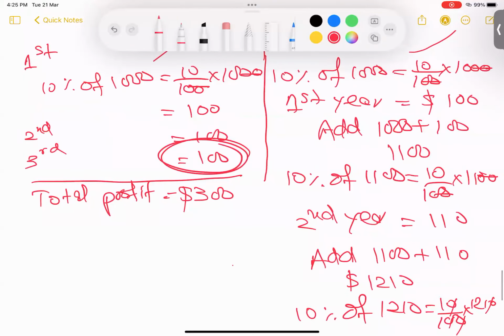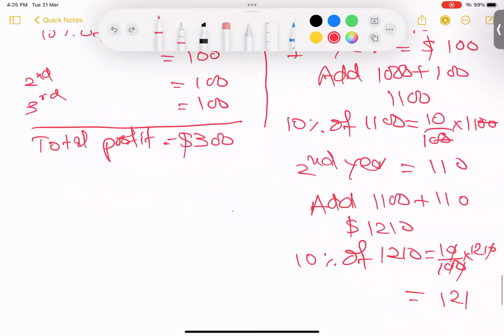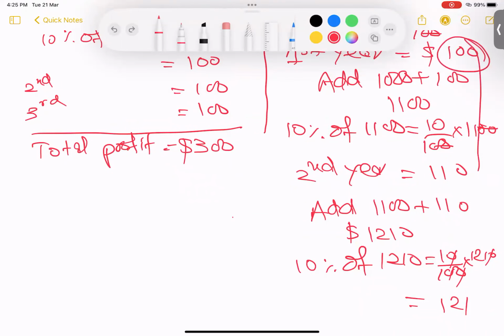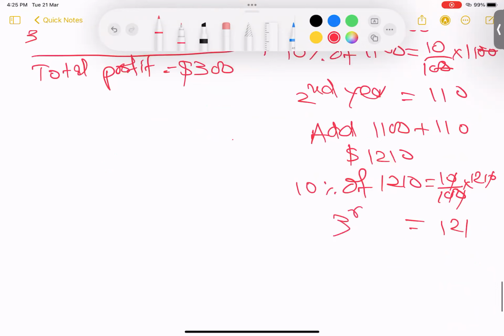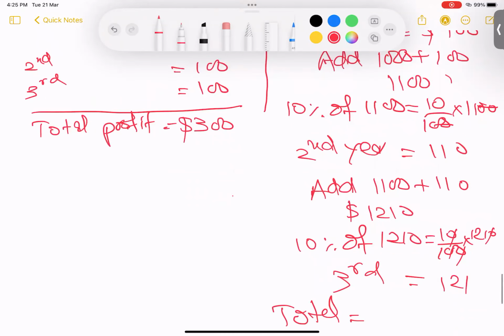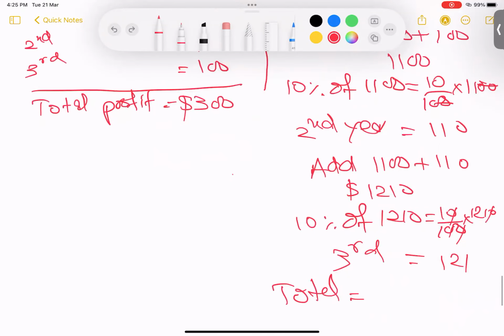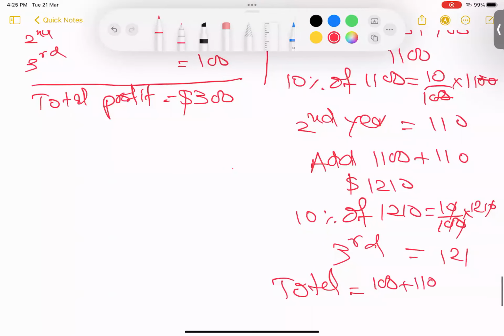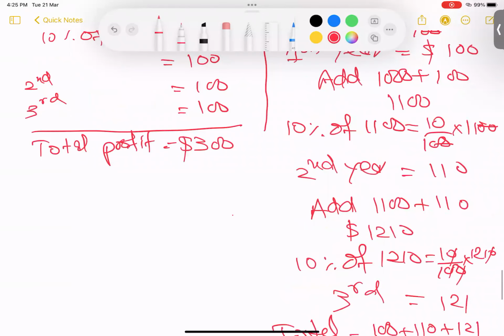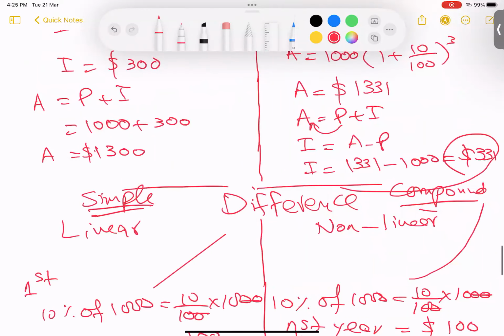Whereas in simple interest, each year you're getting 100, 100, 100. Whereas in compound interest, your first year profit is 100, second year profit is 110, third year profit is 121. So if I add all of them, get ready. First year profit, you got 100. Second year profit 110. Third year profit 121. And if I check it, it becomes $331 profit. Look at it. The compound profit is 331.